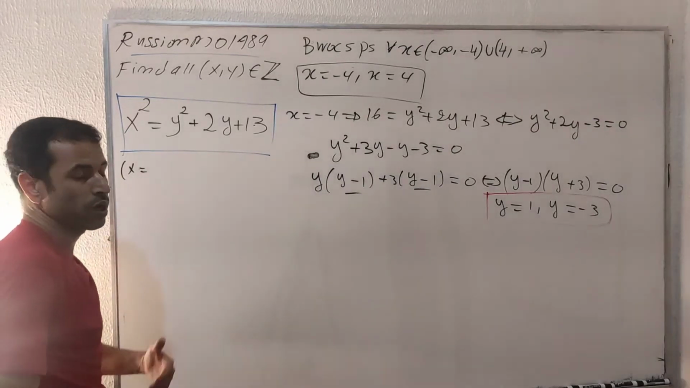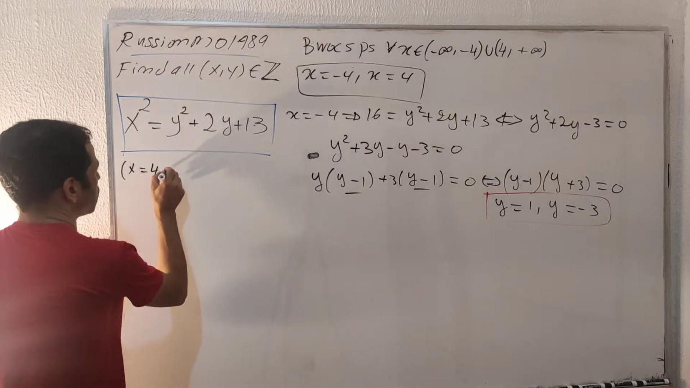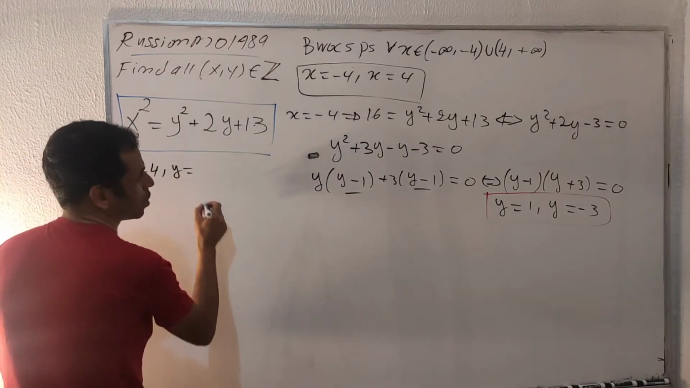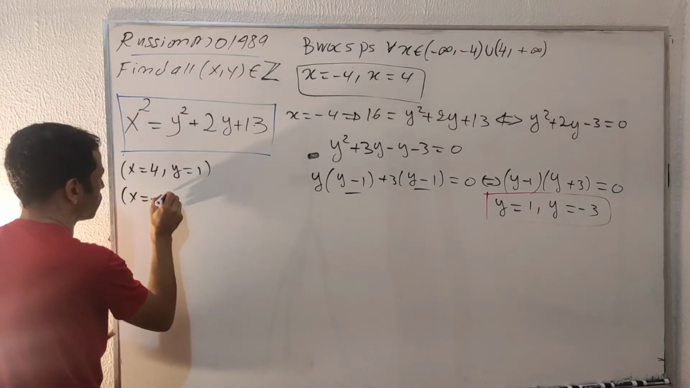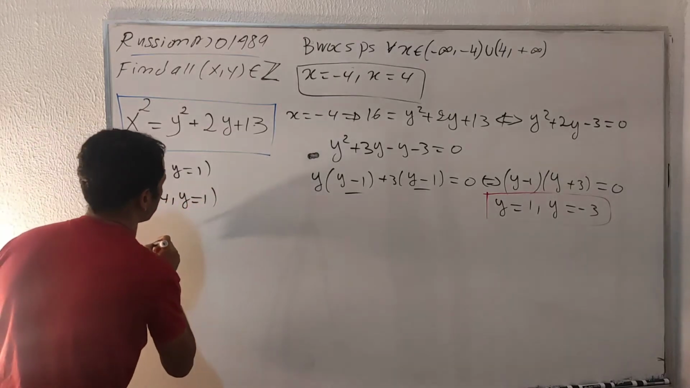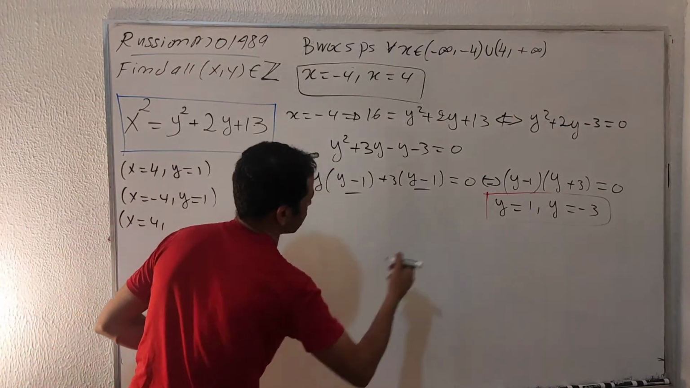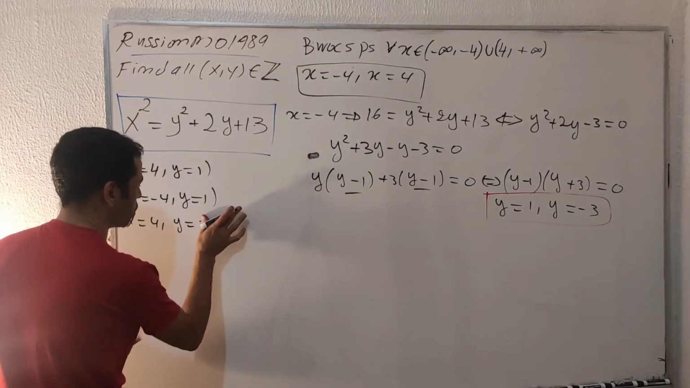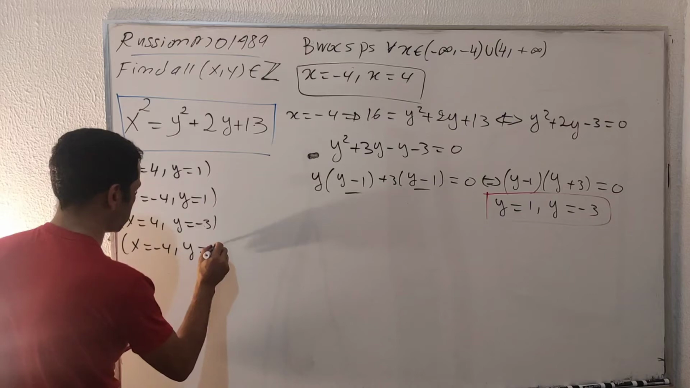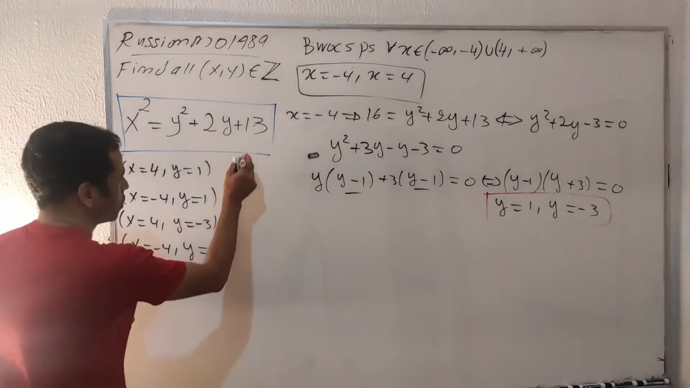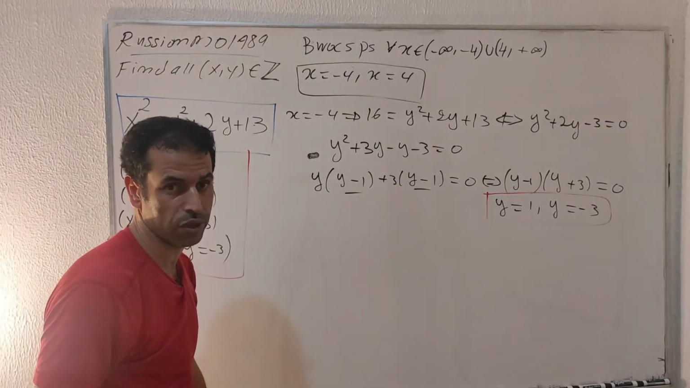Which means we don't have to go through x equals 4. x equals minus 4 is enough to find the y solutions. So x equals 4 gives us y equals 1 first. Then x equals minus 4 gives us the same y equals 1. And also x equals 4 gives us another solution, y equals minus 3. And also x equals minus 4 gives us y equals minus 3. These are the 4 solutions that we have. Let's move forward and work on the second method.